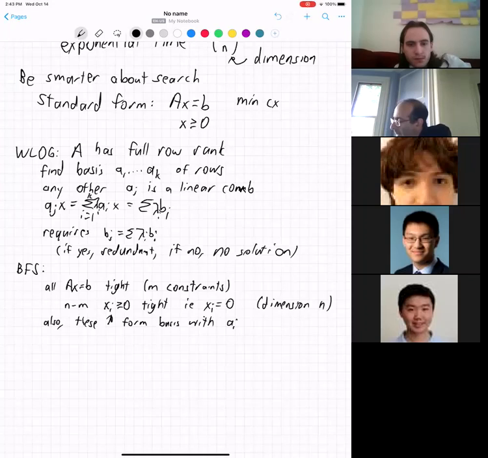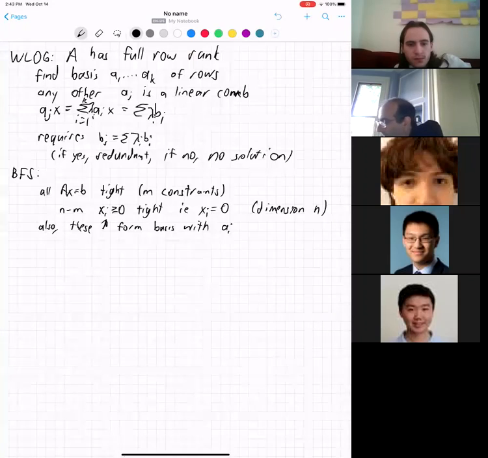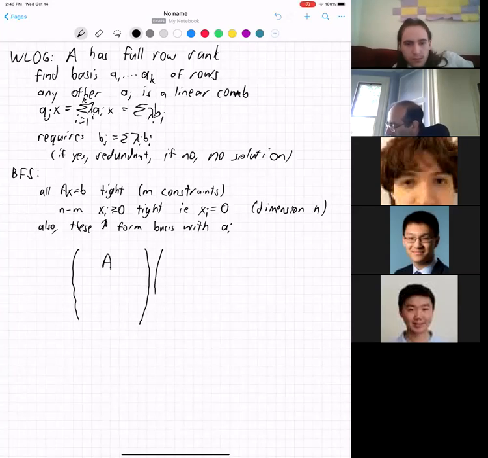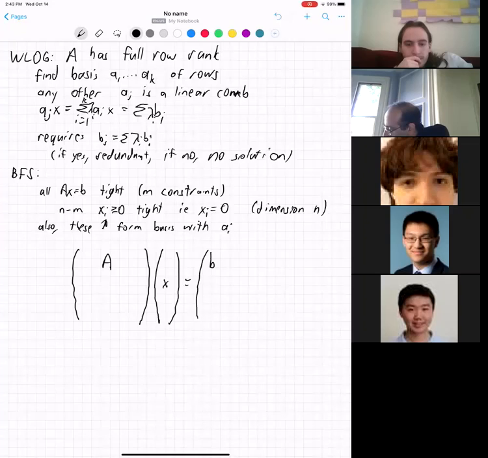So let me write this down in picture form. Okay. So the constraints of my matrix involve my A matrix at the top, multiplying by x, right? And the A constraints times x have to equal B.